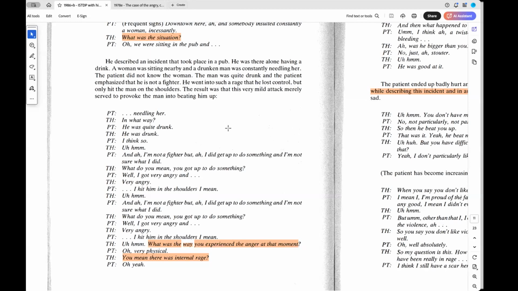Again, notice that as the patient is telling the story of the pub fight, Davanloo is continuously offering simple reflections of what we just said. As soon as the patient says something that's unclear and that Davanloo can't clearly picture in his own mind, he asks for a clarifying elaboration from the patient, such as, in what way was he needling her? Or what do you mean you got up to do something? Or, with your fist, you mean? So the operating principle is to facilitate this shared dream that I talked about earlier.